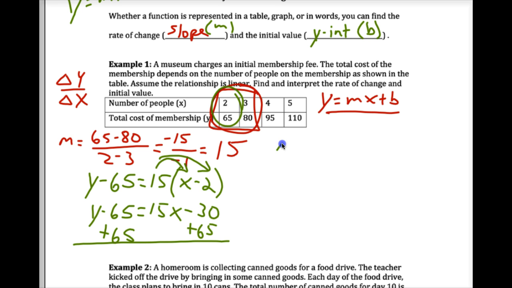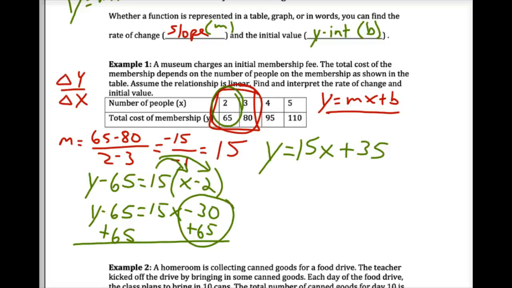Okay. So what did we get? What was the slope intercept form, people? 15x plus 35. Yeah. Okay. If you need to type this into your calculator, guys, feel free. -30 plus 65 is positive 35. Now, we need to talk about what that means.